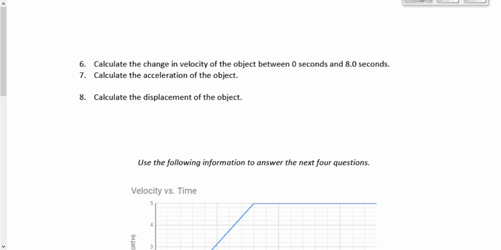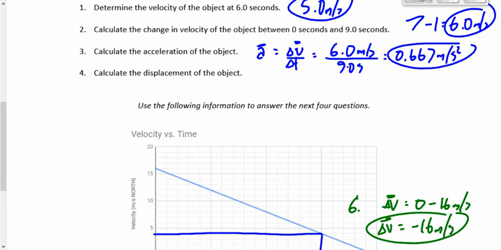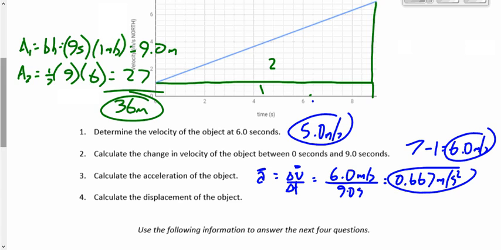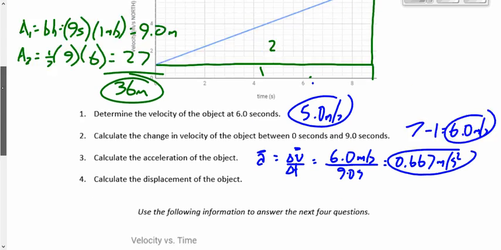7, the acceleration of the object. It's the slope of the graph, right? Whoops, where are we here? Something's going on here.